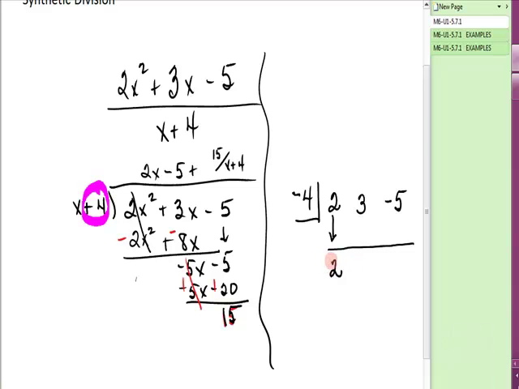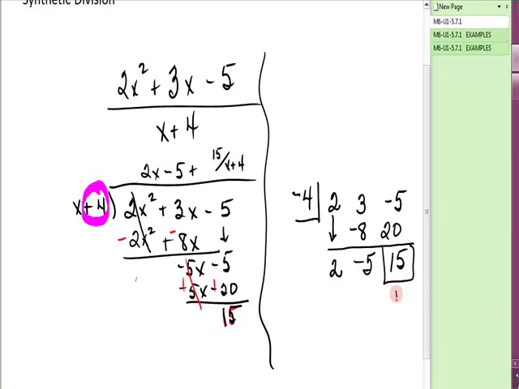And now I'm going to multiply whatever I've got down here times the divisor number. 2 times negative 4 gives me negative 8, and I'm going to write it in the next spot. And then I'm going to add. That gives me negative 5. Then I'm going to multiply negative 5 times negative 4. That gives me 20. I'm going to add for 15. Now, you could see these numbers, 2, negative 5, and 15, up here in the answer.